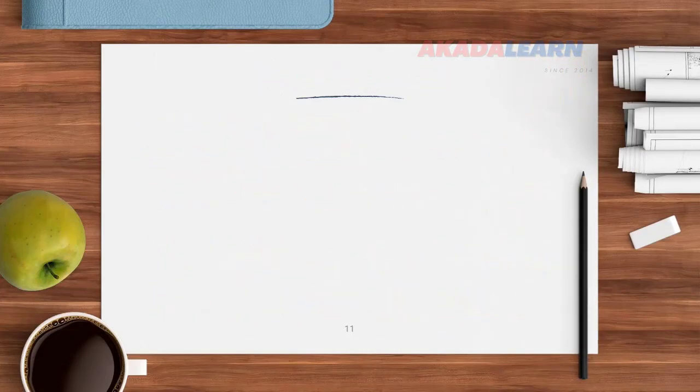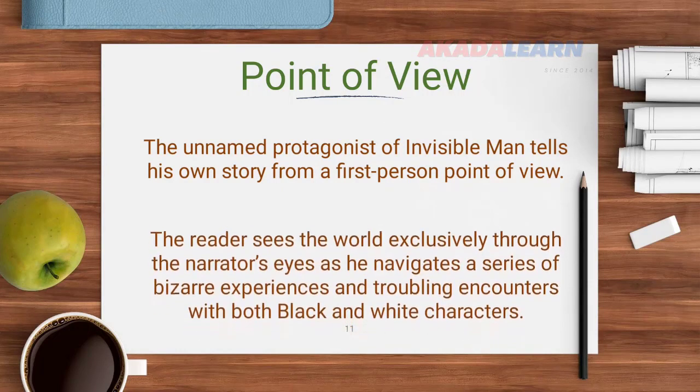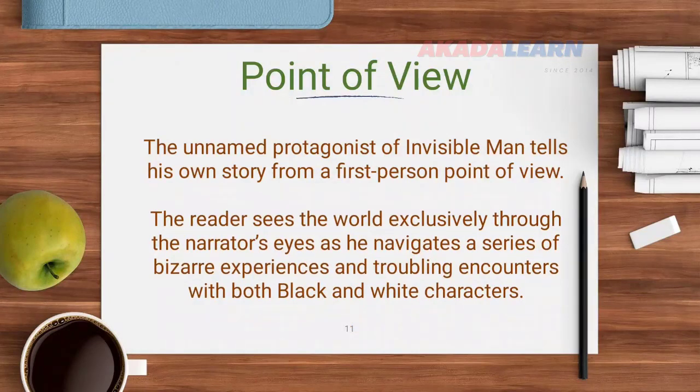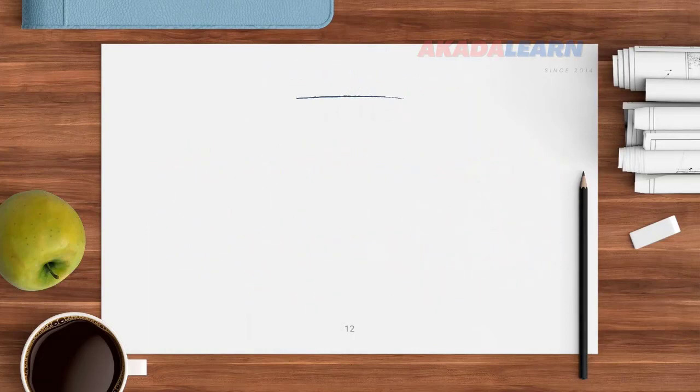Let us look at another analysis of the book Invisible Man. We have the point of view. Ellison shows us that the unnamed protagonist of Invisible Man tells his own story from a first-person point of view. We're seeing the use of I. The reader sees the world exclusively through the narrator's eyes as he navigates a series of bizarre experiences and troubling encounters with both black and white characters. So we see the first-person point of view in the book, the use of I, me, my. That's the point of view, the first-person narrative.